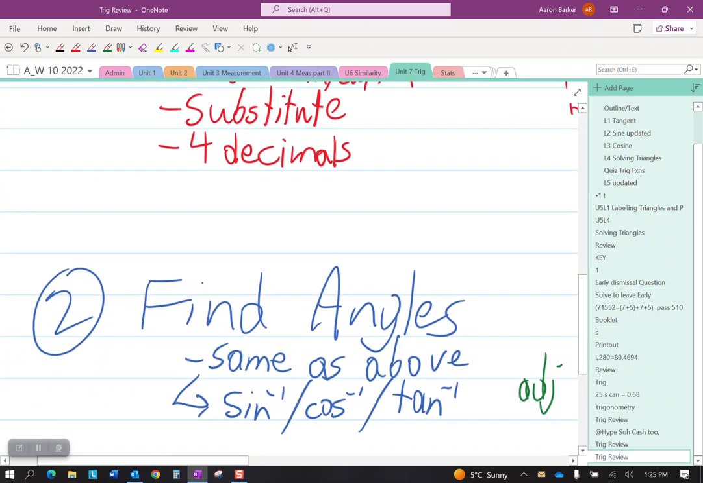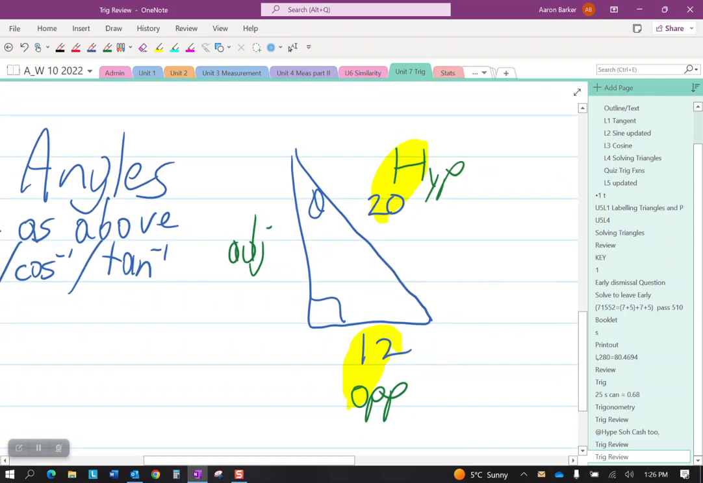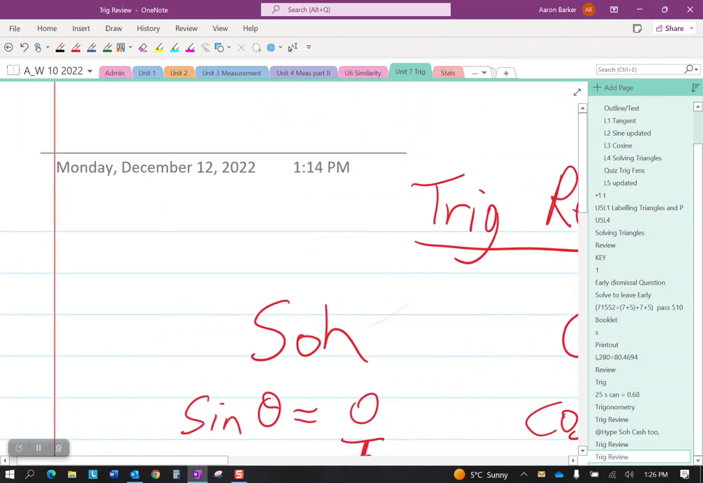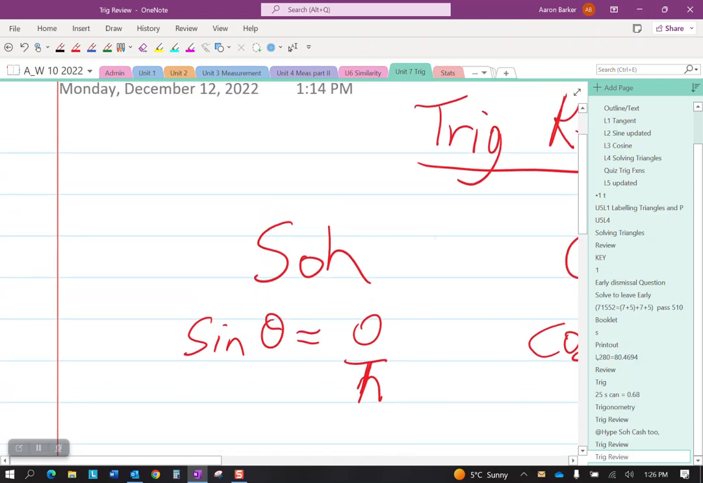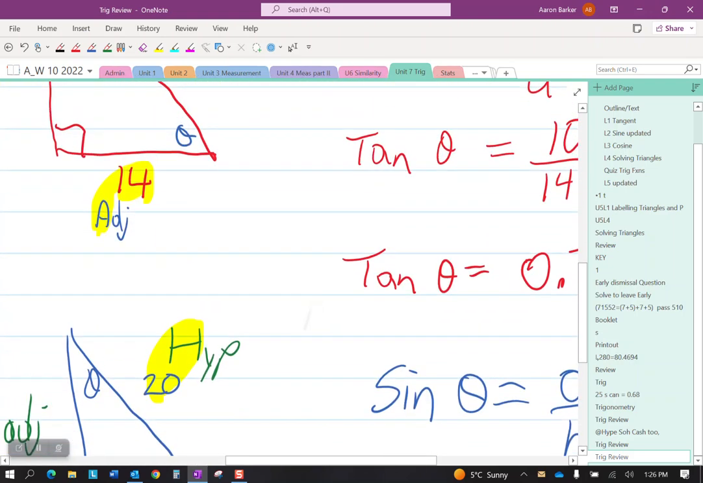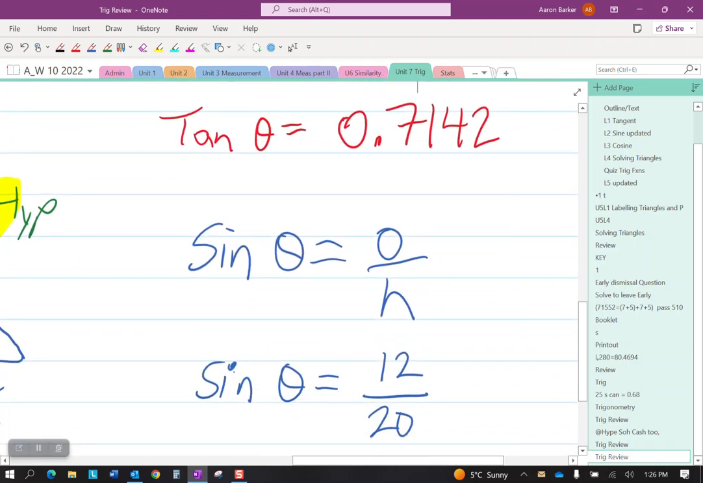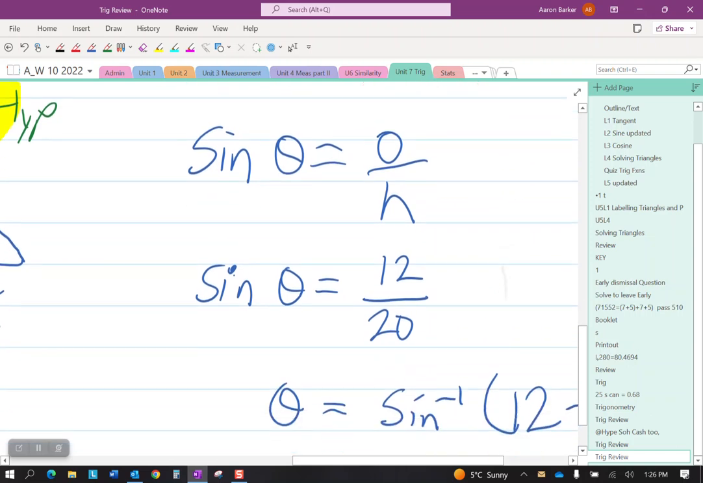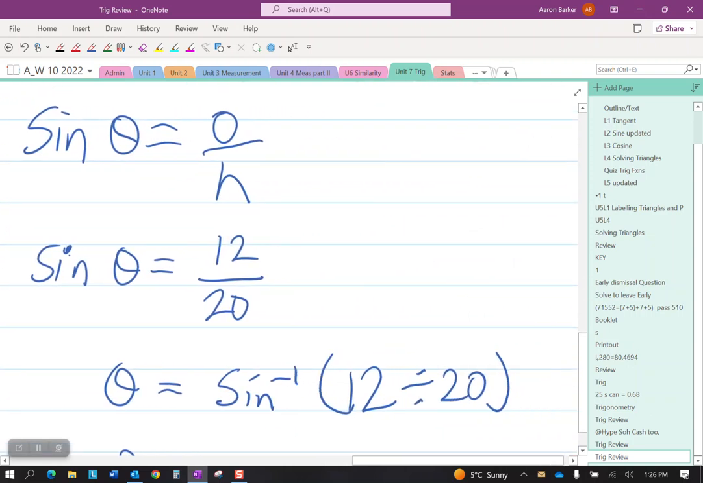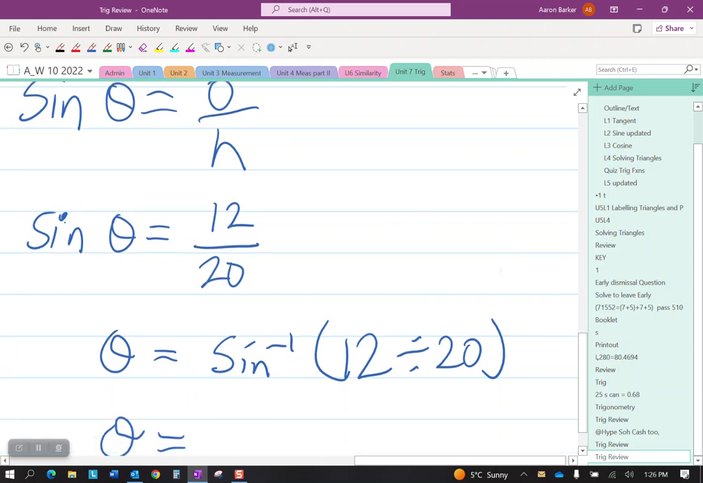For this next question, it's just an extension of number 1. When you're finding the angles, you do the same as above, but then you have to do inverse cosine, inverse cos, inverse tan. So we labeled our triangle. We have O and H. Looking at SOHCAHTOA, O and H is sine, so we start by writing sine theta equals O over H. We substitute in 12 over 20. Theta equals sine inverse of (12 divided by 20).